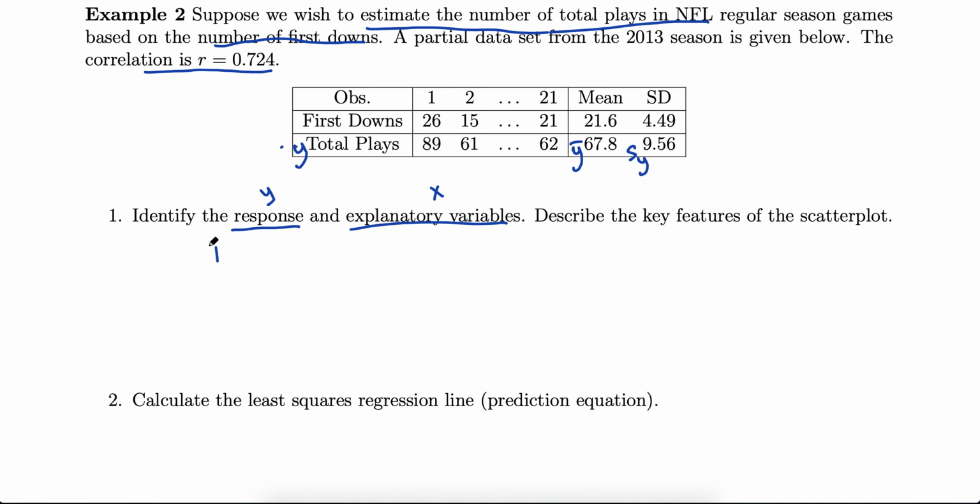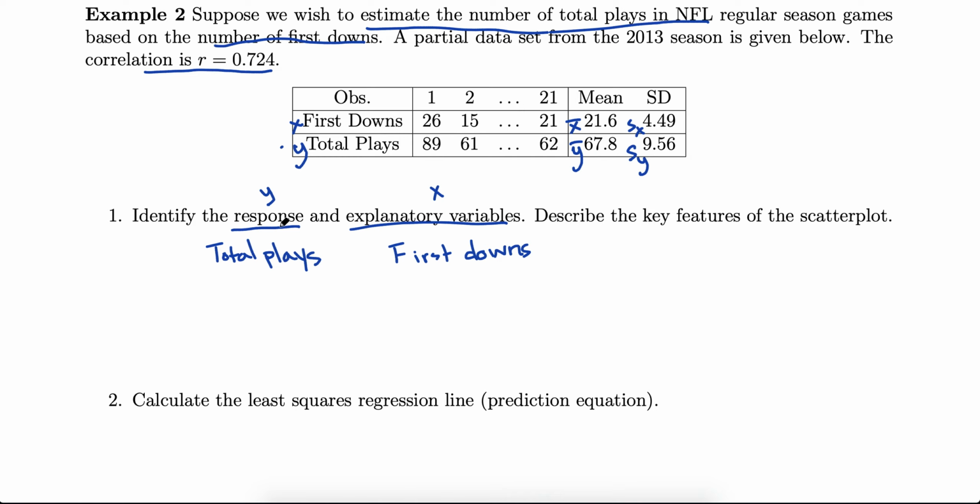And I'll jot down the answer here for reference. Total plays is our response. Explanatory variable is the one going to help us predict the total plays. And they're going to use first downs, number of first downs, to predict total plays. So there's our x bar, and our sx. And our explanatory variable, again, first downs. If you ever have trouble identifying this, always ask yourself, what am I trying to predict or estimate? That's the thing that is your response variable, what you're trying to predict or estimate.